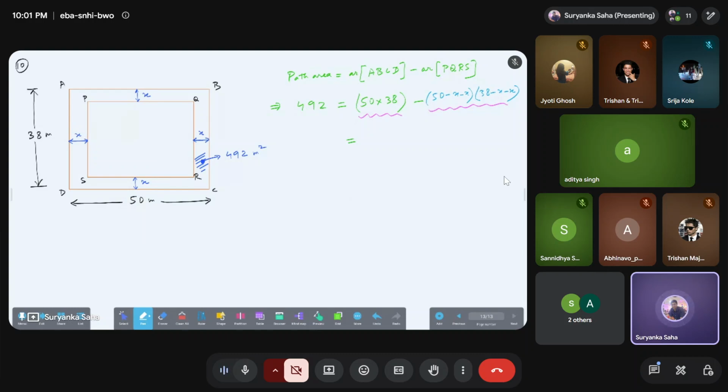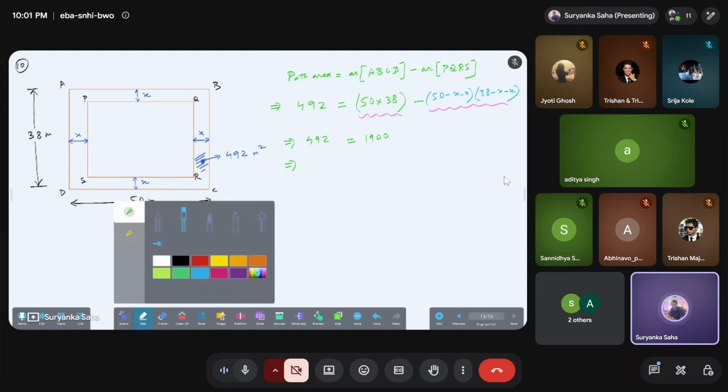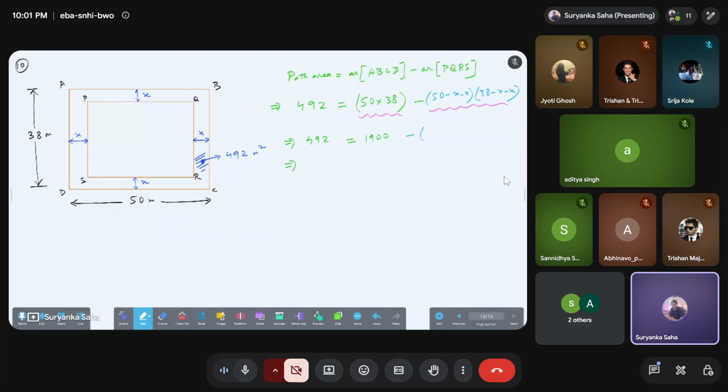Let me do it in the calculator. 1900. Okay. The path area is 492. So 492 equals 1900 minus the bracket. First simplify this: 50 minus 2x into 38 minus 2x.